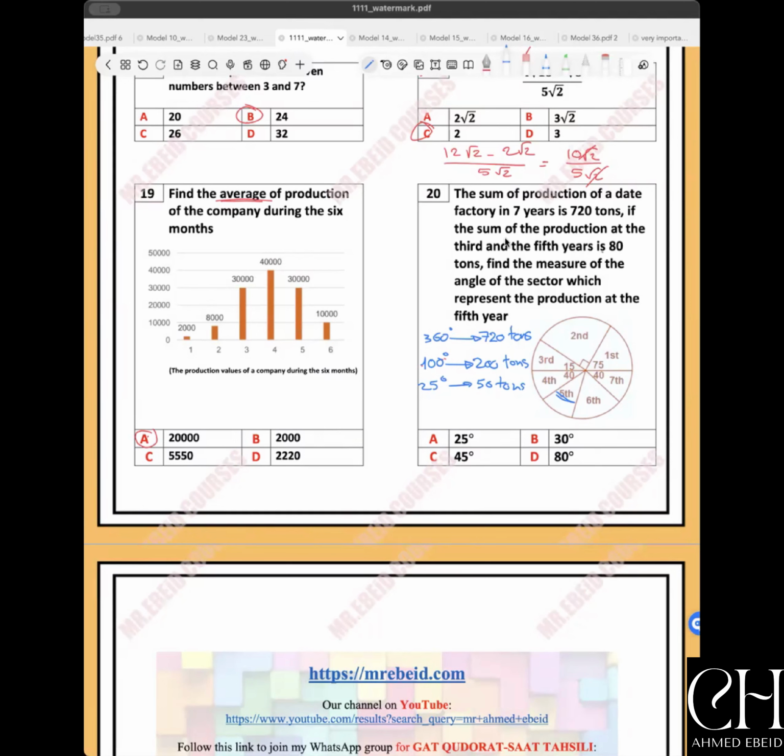So let's go back to the question. We have the sum of production of the 3rd and the 5th is 80. The 3rd has an angle of 15, so its production is double 15, which is 30. Plus the 5th. You don't know the production of the 5th. Their sum equals 80. Subtract 30 from both sides, so the 5th equals 80 minus 30, which equals 50 tons. So the production of the 5th year is 50 tons. And as we said, if you have the production, divide it by 2 to find the angle, so it will be 50 divided by 2, which equals 25.